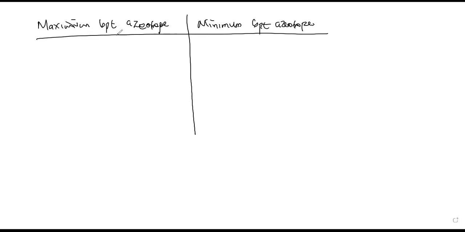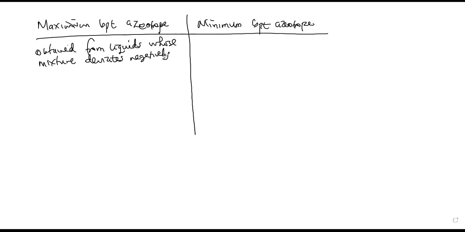In the maximum boiling point composition curves, an azeotrope is obtained as a residue during fractional distillation, but in minimum boiling point azeotropes, it is obtained as a distillate. Let me summarize them. This one is obtained from liquids whose mixture deviates negatively from Raoult's law.